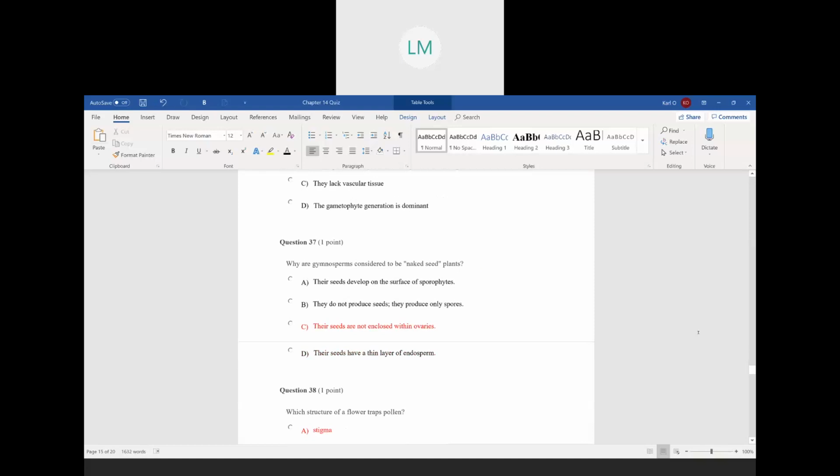Question 37, why are gymnosperms considered to be quote unquote naked seed plants? This is because they don't have seeds that are enclosed within the ovaries. Okay, so choice C is correct there, question 37.